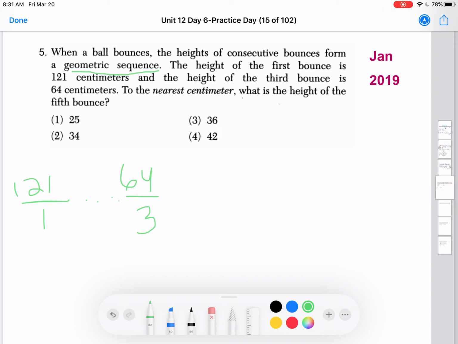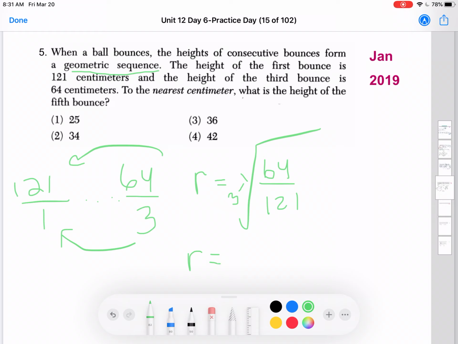Okay, so this is one, remember where we have space between it. We want to find the common ratio, so we can't just do second divided by first. Remember, this is the one where we go backwards. We're still going to divide, but we're going to take the root of the difference between them. So we wind up with a common ratio after you put that in your calculator of 8/11.